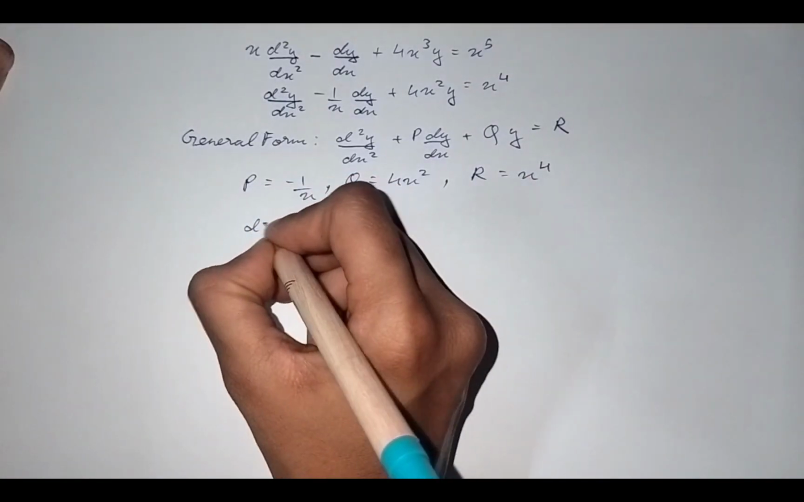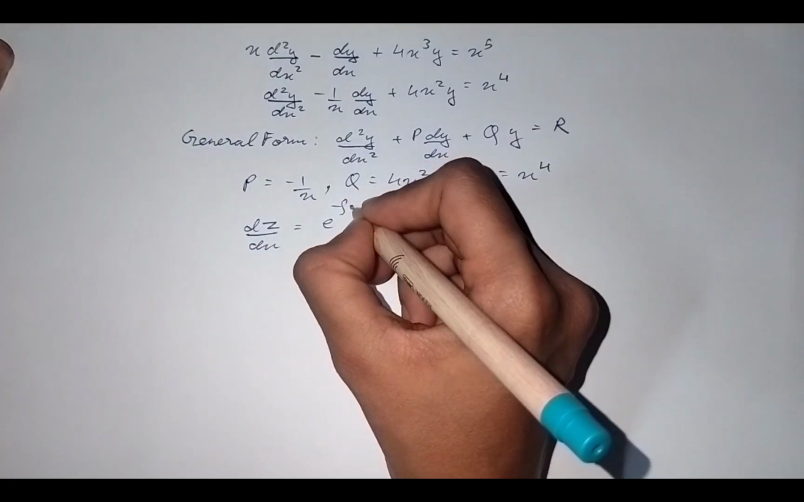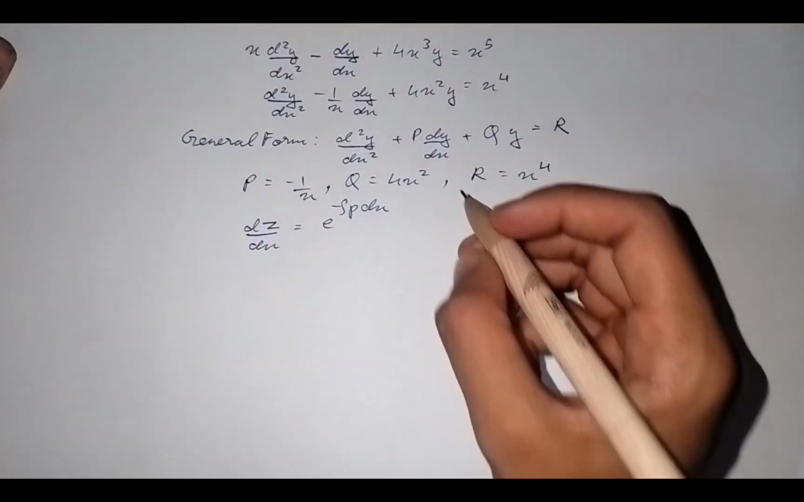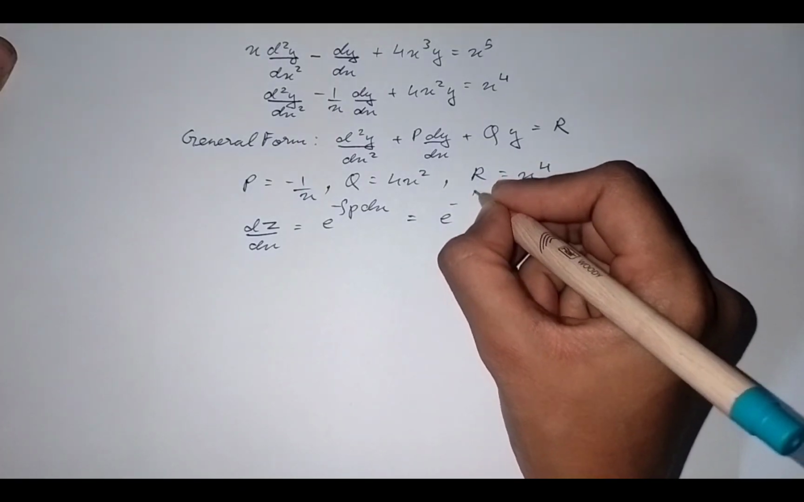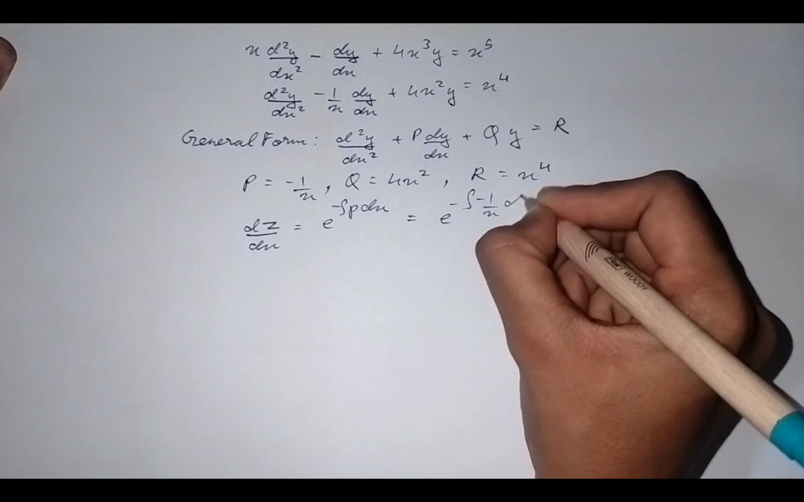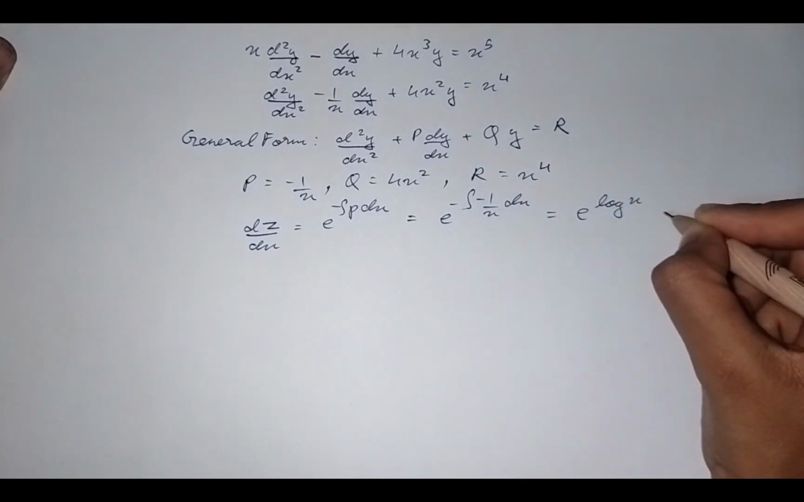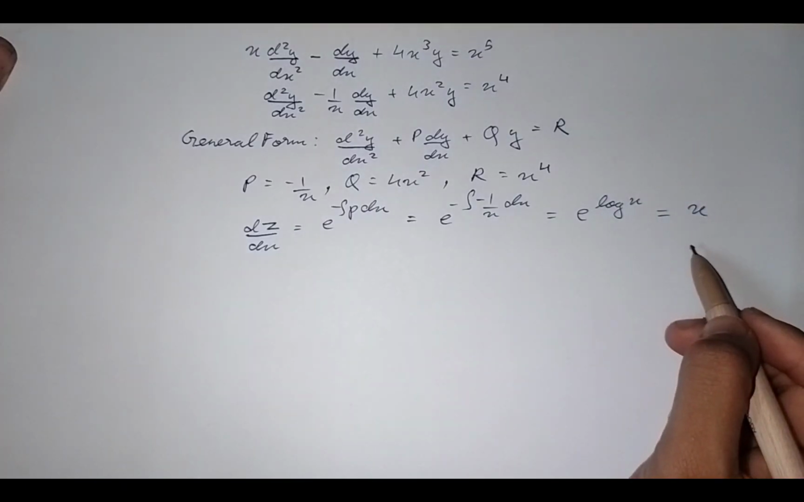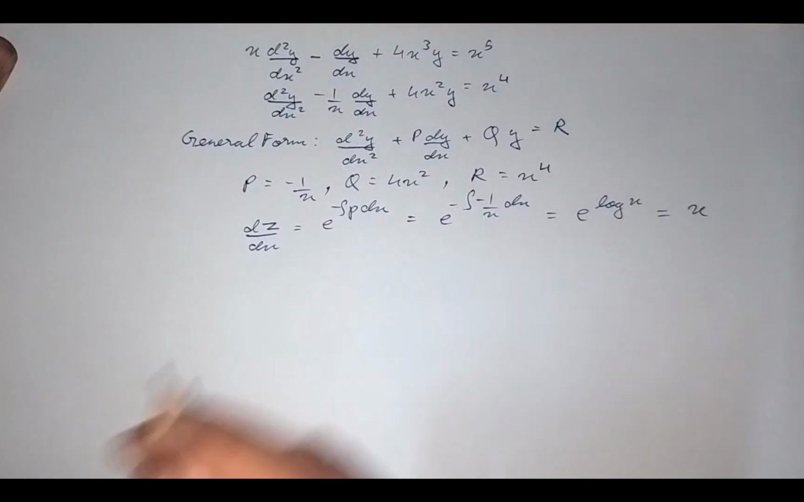We know that dz by dx is equal to e to the power of minus integral of p dx in the method of changing the independent variable. Substituting p we get e to the power of minus integral of minus 1 by x dx. Now minus and minus becomes plus. So we get e to the power of log x and e and log cancel, so we get x. dz by dx is equal to x. We now substitute this value in the equation we have solved and got from above.